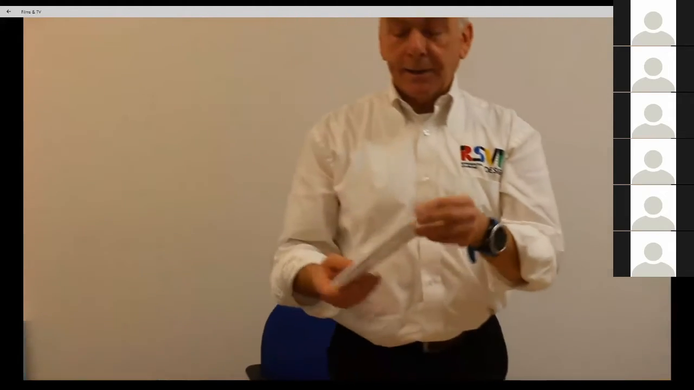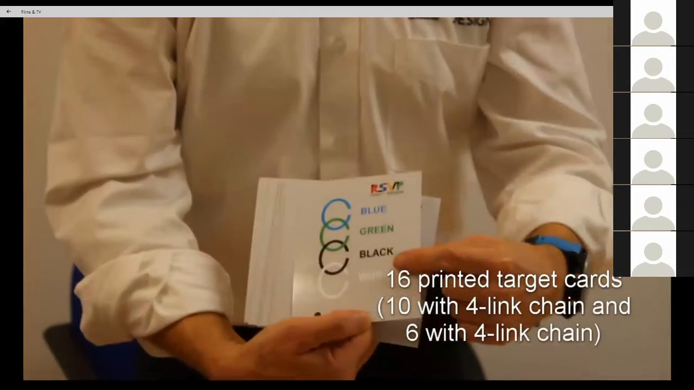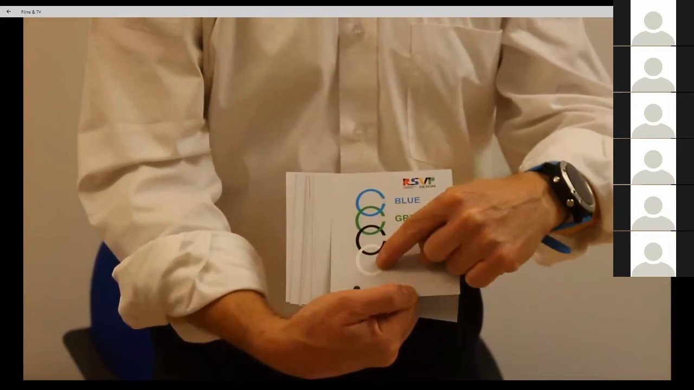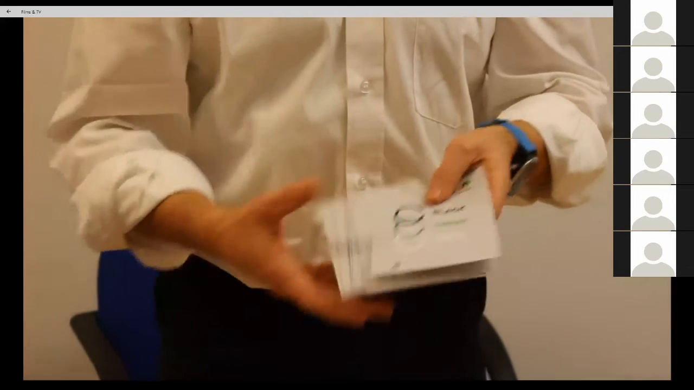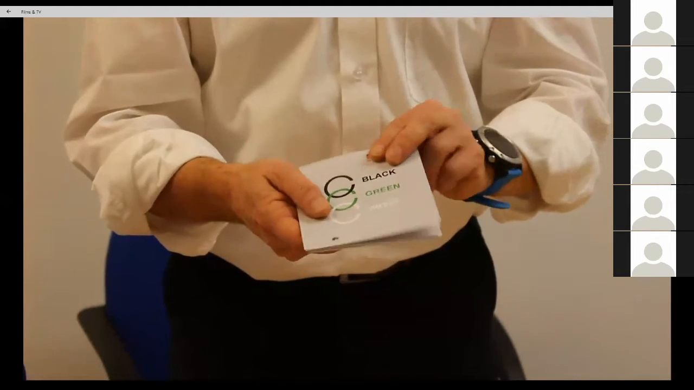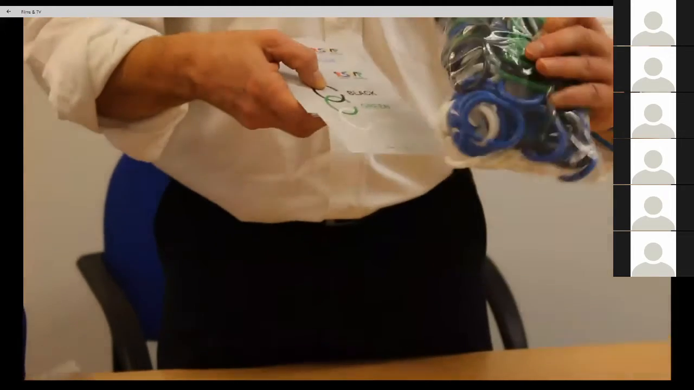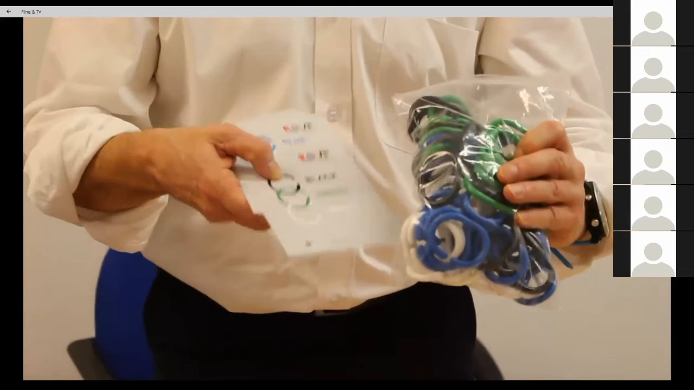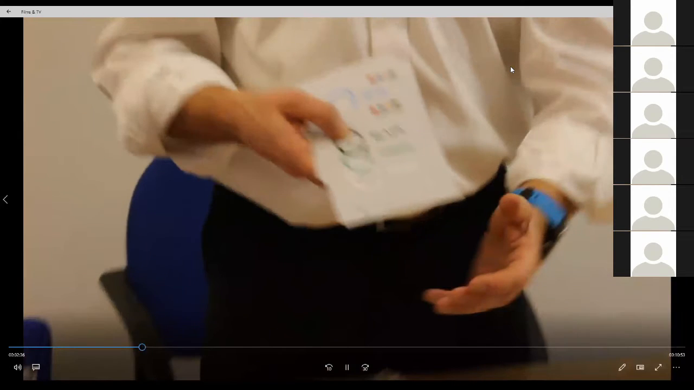And finally, and very importantly, we have a set of target cards. Each individual working inside of the Matrix network will be given a card. There are 10 with 4 links printed on them. So here, blue, green, black, white. And we have another set of cards which have 3 links printed on them. So black, green, white in this case. Each card has a hole punched in the bottom for attaching the plastic links. You'll see how this activity works when we move into setting up and running the activity.